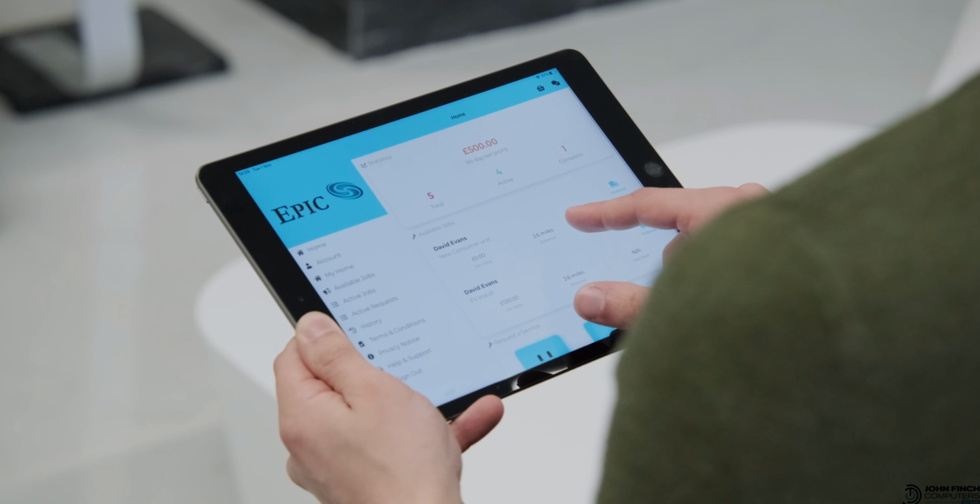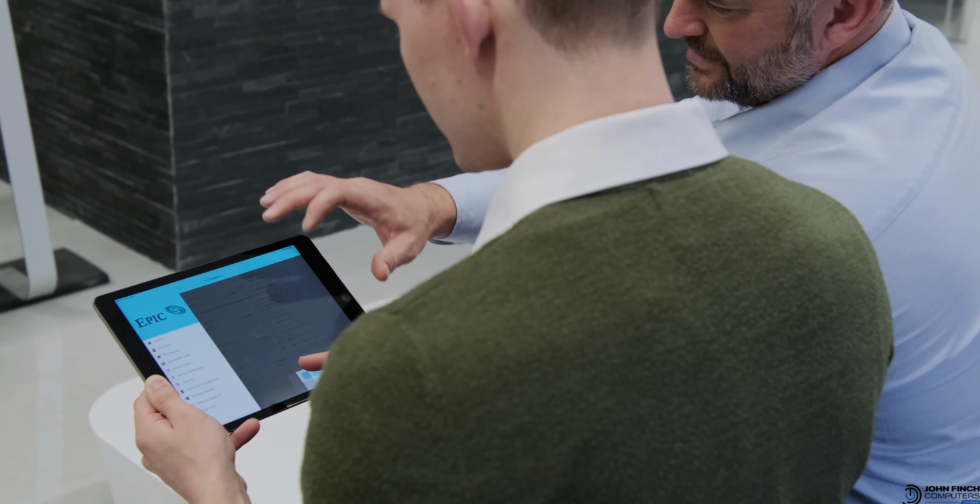All of these things add to the customer's perception of you, and they're very likely to go and tell their friends what a great product or service it is because of all the support that they're getting from you.